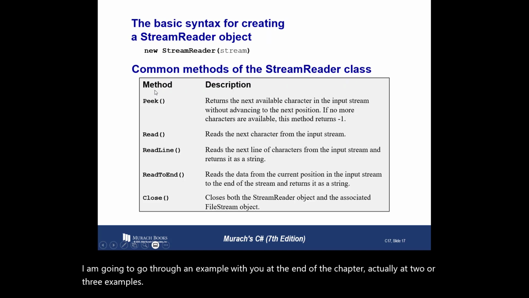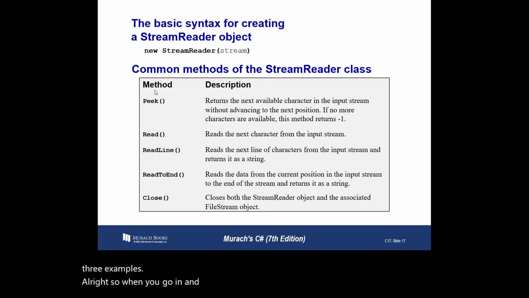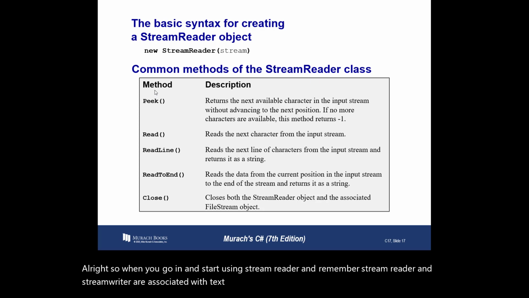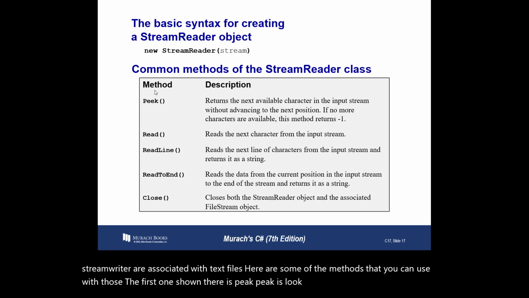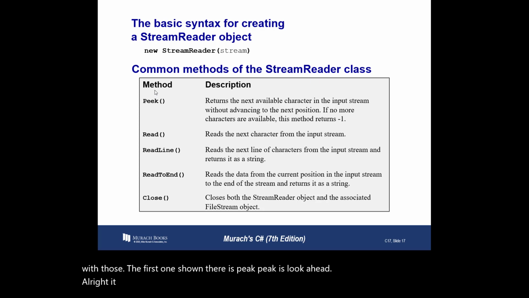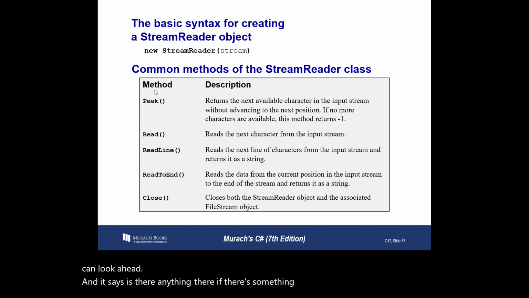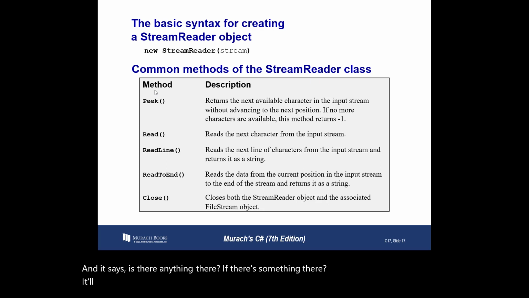All right. So when you go in and start using Stream Reader, and remember Stream Reader and Stream Writer are associated with text files, here are some of the methods that you can use with those. The first one shown there is peek. Peek is look ahead. It allows you to look ahead in the file without actually moving the file pointer. And it says, is there anything there? If there's something there, it'll basically return the next character. If you've reached the end, there is no character, it'll return -1.